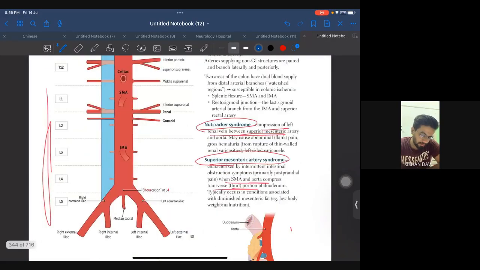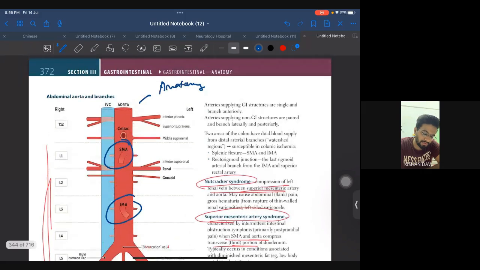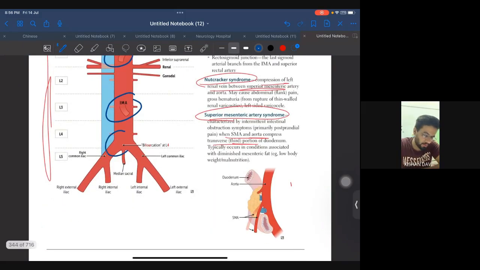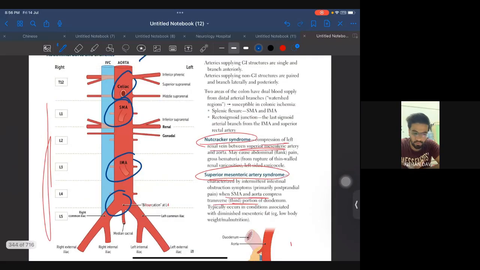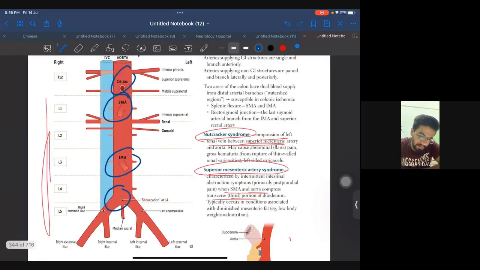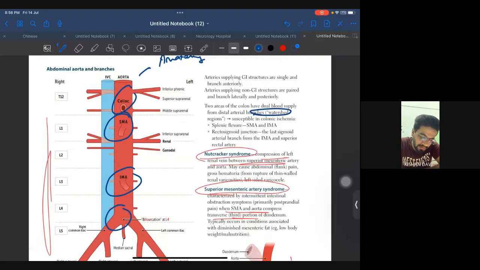So let's just see what is important over here. From where does the IMA branch off? From where does the SMA branch off? What is the level of the celiac artery? From where does the bifurcation of the abdominal aorta occur? Okay, these are all the common questions that they will be asking you. Then they will be asking you about the watershed areas: the splenic flexure and rectosigmoid junction, SMA, IMA, and IMA superior rectal artery.